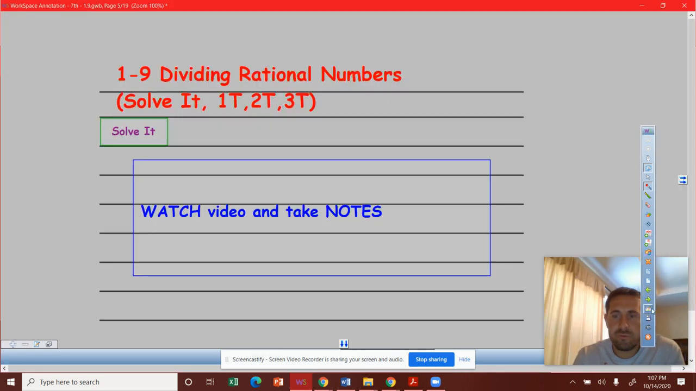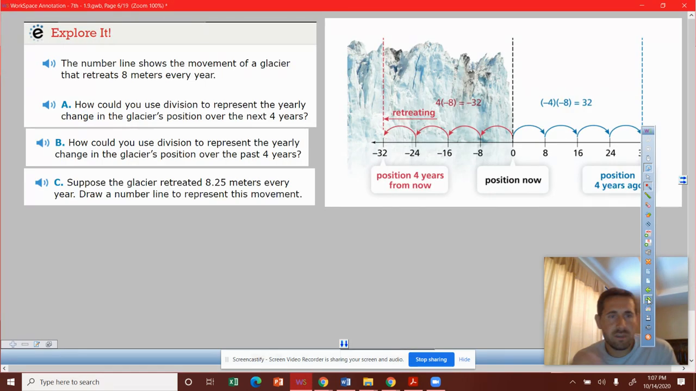Here's, I wrote "solve it," but really it's "explore it," not a big deal. So the number line shows the movement of a glacier that retreats 8 meters every year. How can you use division to represent the yearly change in the glacier's position over the next 4 years?